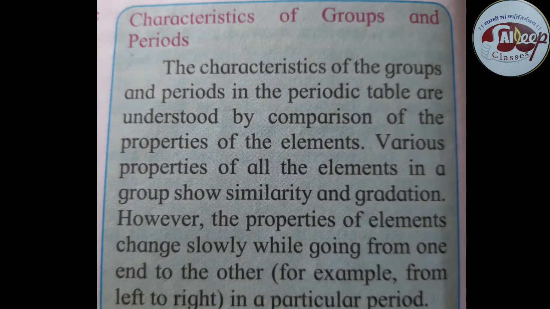The characteristics of the groups and periods in the periodic table are understood by comparison of the properties of the elements. एलिमेंटच्या प्रॉपर्टीजचे कंपॅरिझन केलं की आपल्याला ग्रुप्स आणि पिरियड यांचे कॅरेक्टरिस्टिक लक्षात येतील. Various properties of all the elements in a group show similarity and gradation. However, the properties of the elements change slowly while going from one end to the other, that means from left to right in a particular period.